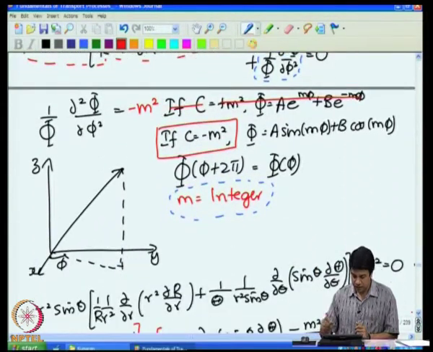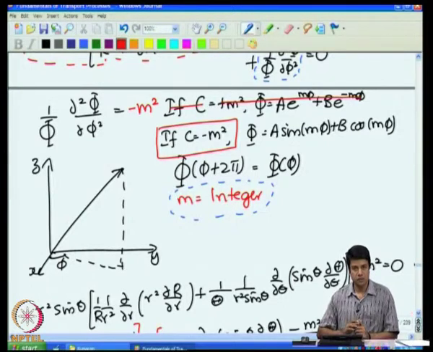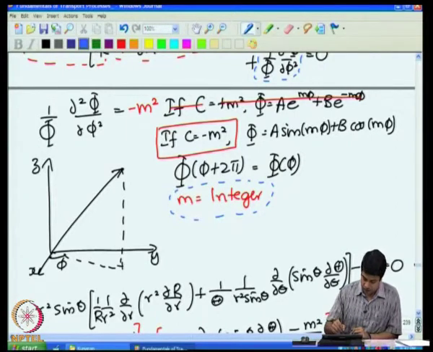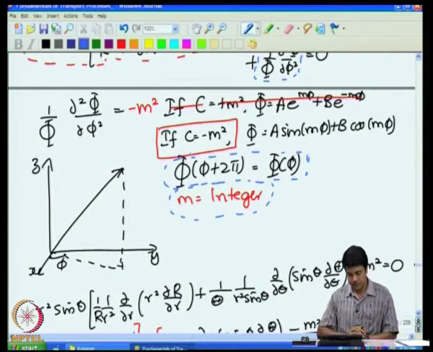particular angle phi and I go all the way around and come back to that same angle, in other words, if I increase phi by 2 pi, I should come back to the same location and the concentration has to be exactly the same, because it is the same physical location in space, even though the phi coordinate has been incremented by 2 pi. So, symmetry itself requires that capital Phi of phi plus 2 pi is equal to capital Phi of phi itself.